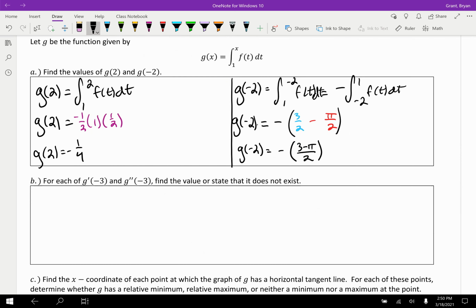All right, let's scoot on down. For each of g prime of -3 and g double prime of -3, find the value or state that it does not exist.